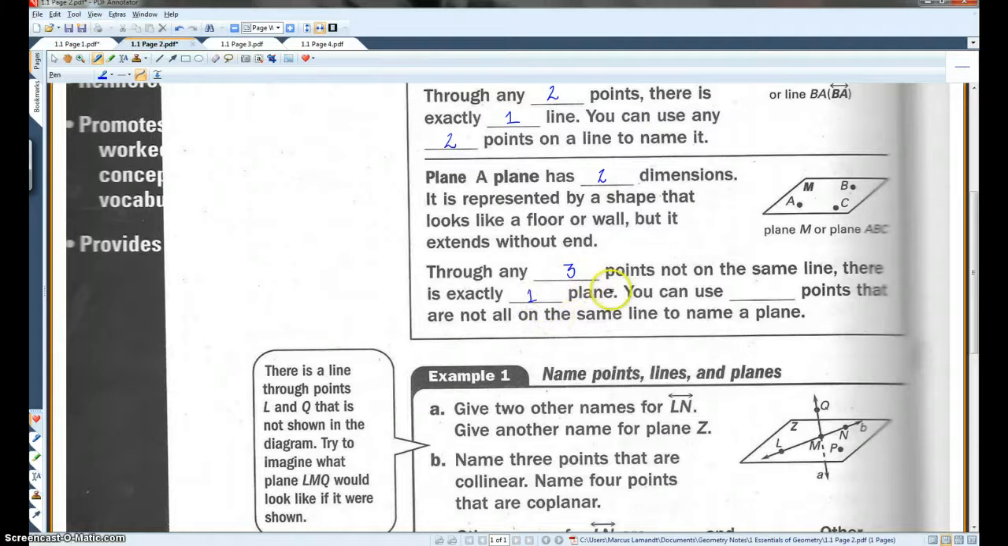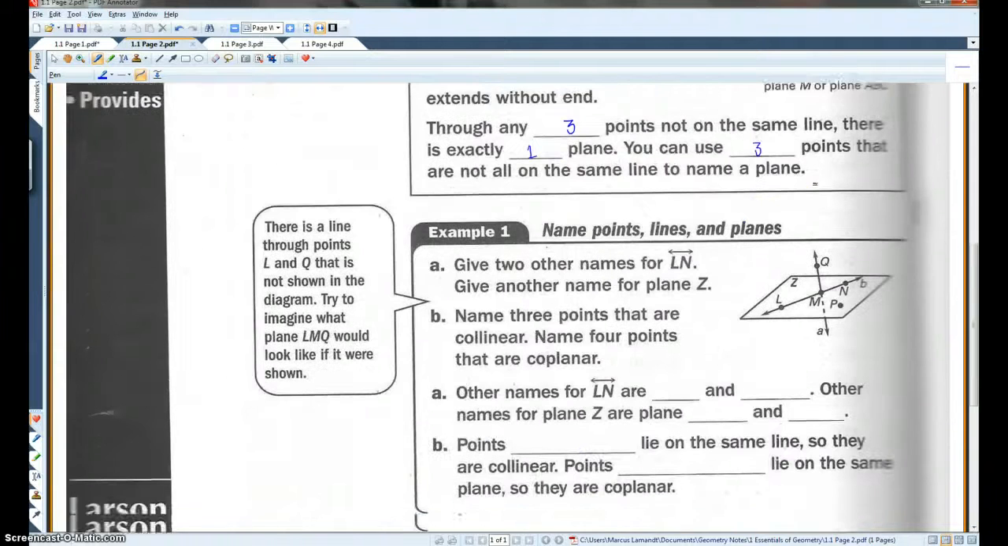Any 3 points. You can use 3 points that are not on the same line to name that plane. We went over this before. So in this plane, we could call this plane ABC or CBA, or we could just call it plane M. Alright, let's do an example.